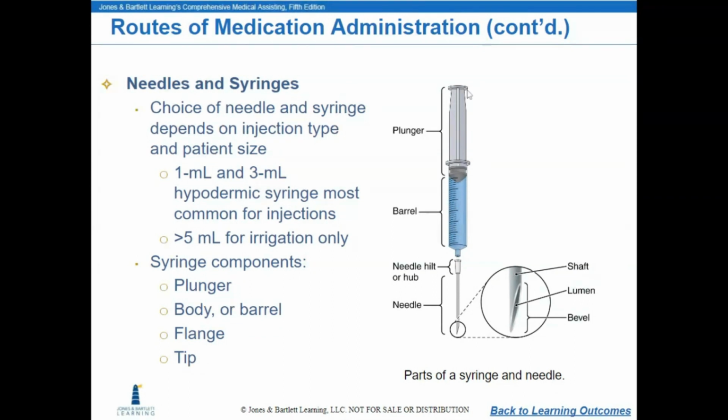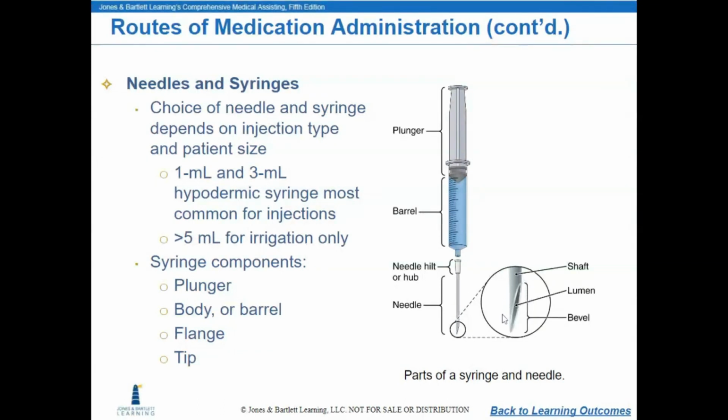But let's talk about the parts of a needle. We've got your plunger here. This is what we use to actually draw up the medication and inject the medication. This is your barrel. This is how we're going to measure how much medication we're using, drawing up and administering. And this is your needle here, and this is your hilt, or hub.